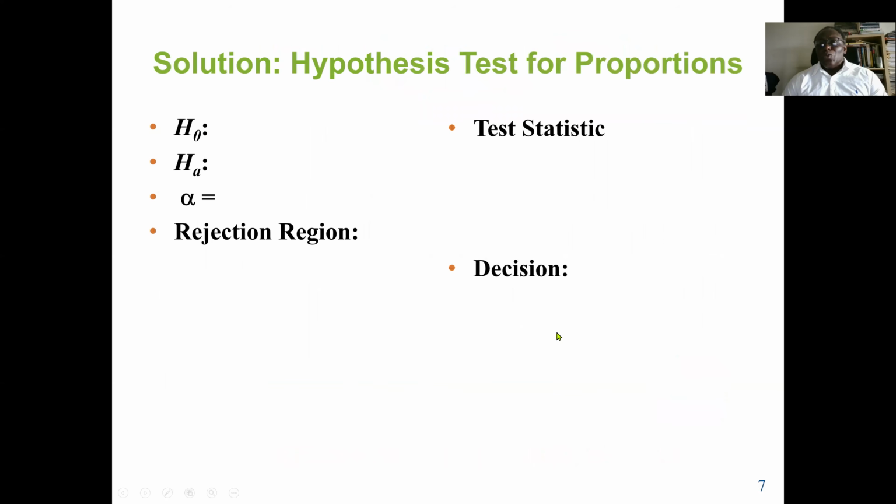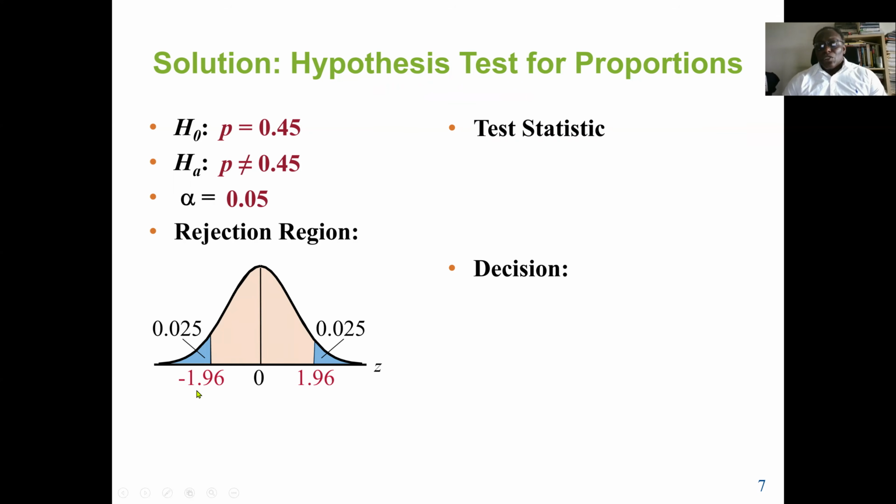So we go to the next step. We need to state our H0 and HA. Remember the claim is 45%, so we get P equal to 0.45. And HA always goes against it, so HA is P not equal to 0.45. Alpha is given to us, so it's 0.05. Now let's try to plot. With this alpha, we can plot our distribution and rejection region. Because if it's 0.45, then we may have 0.025 to the left, 0.025 to the right, and then the middle. So it will look something like 0.025 and 0.025.